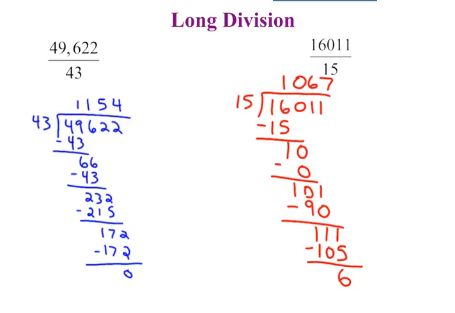So we can write it as 1,067 and 6/15. Now 6/15 could also be reduced. Normally we would reduce that to 2/5.